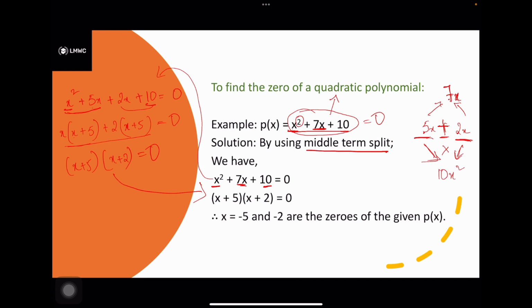Next, since we need the value of x, either x plus 5 is equal to 0 or x plus 2 is equal to 0. So if x plus 5 is equal to 0, then x will be equal to -5. If you take the 5 over here, it becomes minus. And this plus 2, if you take it over here, becomes minus. So hence, these two are the zeros of the given polynomial.